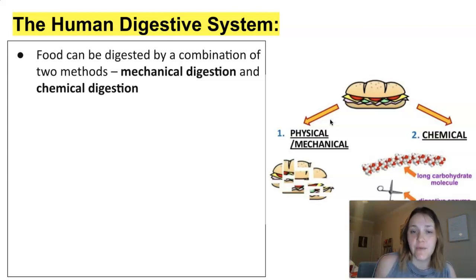And then the second is chemical digestion. Chemical digestion is when you break that food into its molecular parts so that we can actually break it down for energy and we can actually use it.